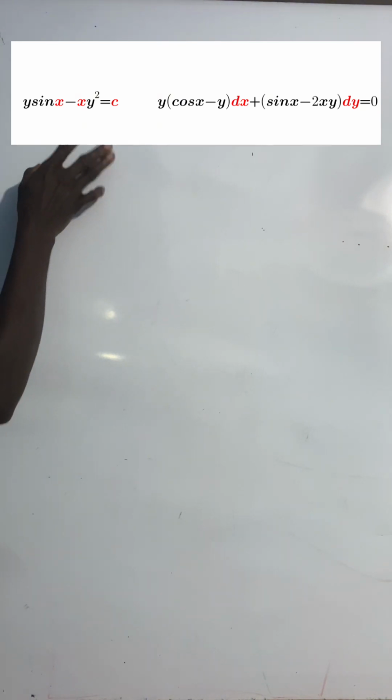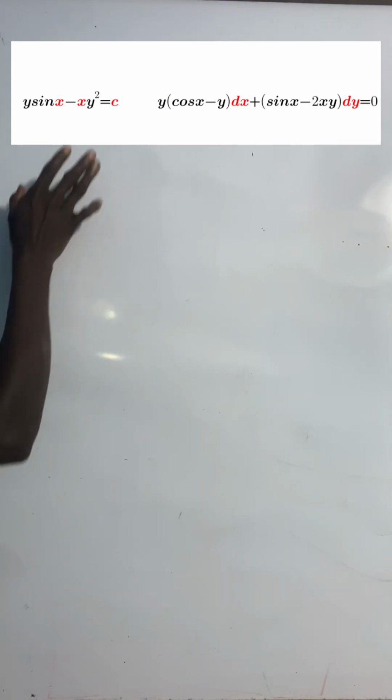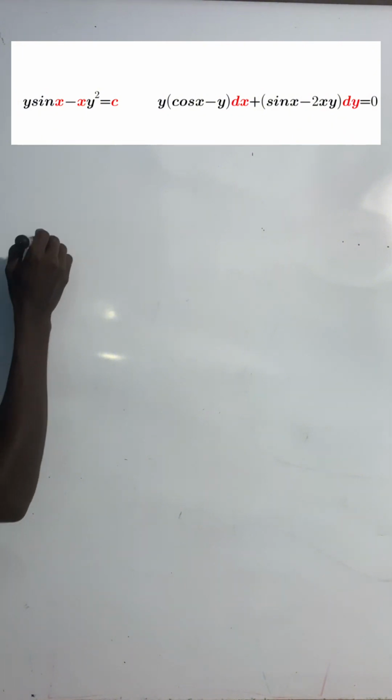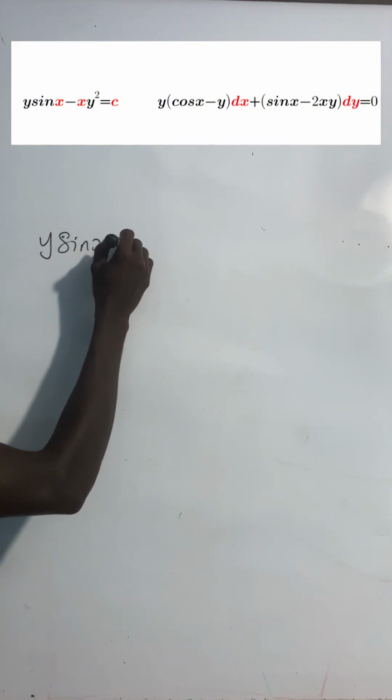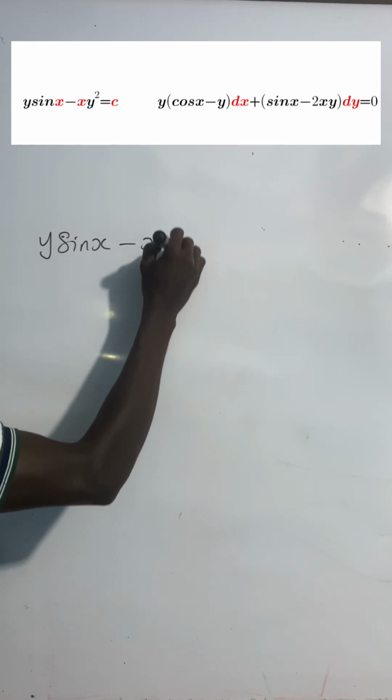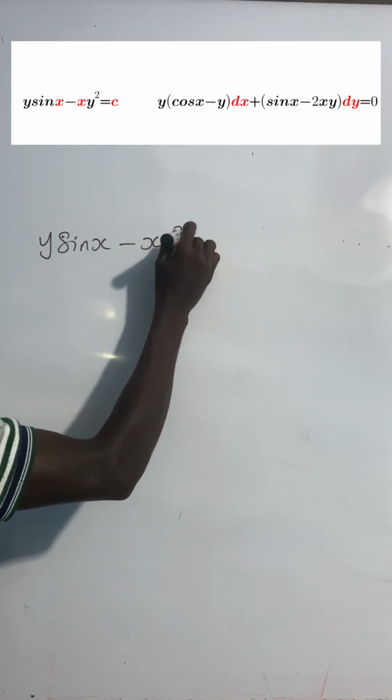We have y times sin x minus x times y squared equals c. We have to show that this equation is a solution to the differential equation y(cos x − y) dx + (sin x − 2xy) dy = 0. So now let's see how we do this.